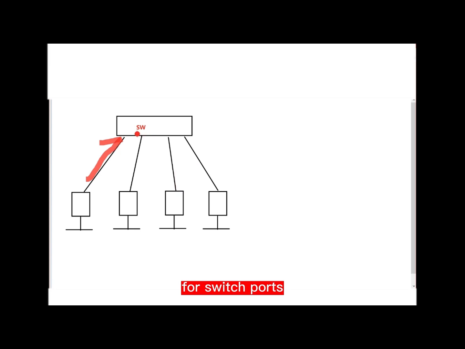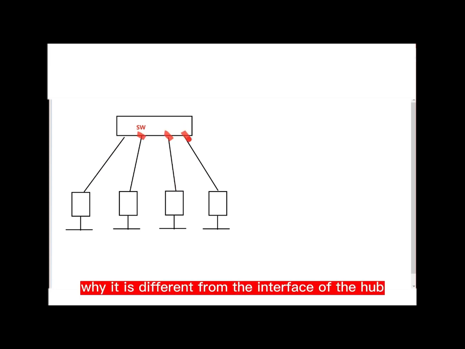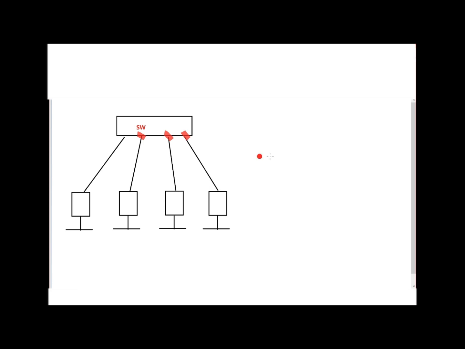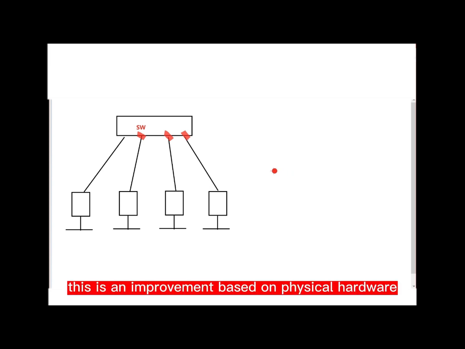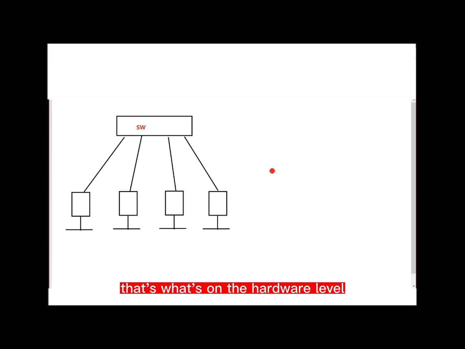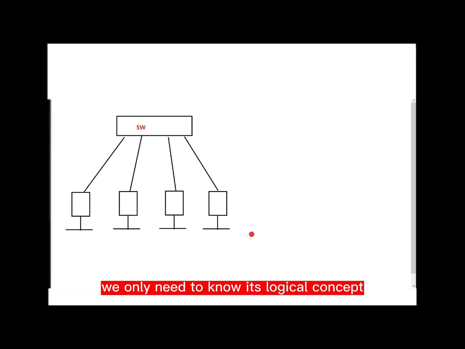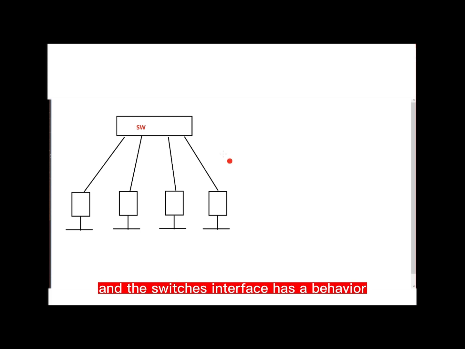For switch ports, you don't need to understand why it is different from the interface of the hub. This is an improvement based on physical hardware. That's what's on the hardware level. We only need to know its logical concept. And the switch's interface has a behavior.